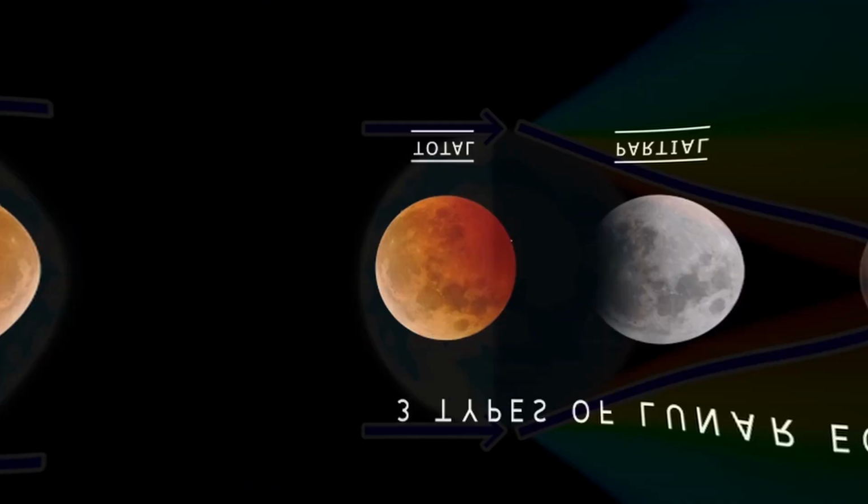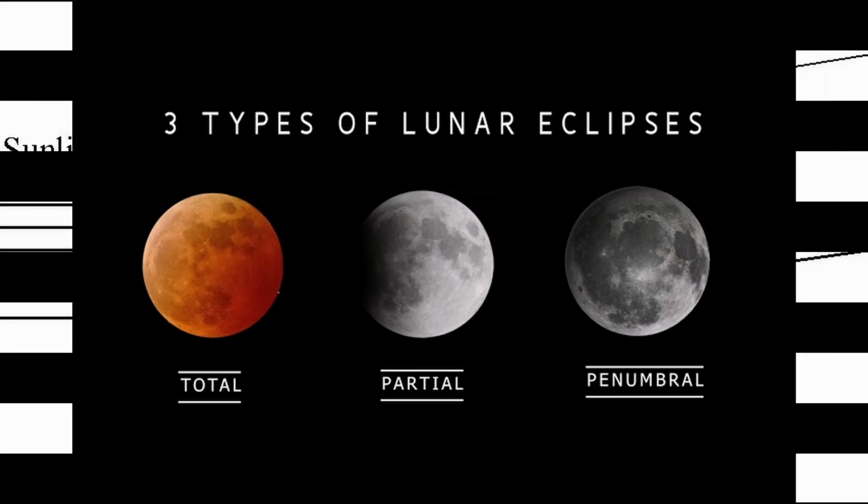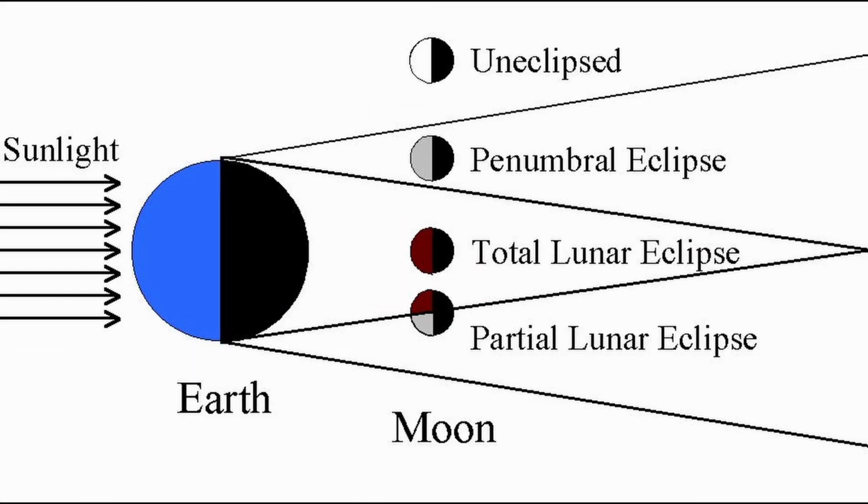There are three types of lunar eclipses, based on the part of Earth's shadow the moon passes through. The penumbra is the outer shadow, where Earth doesn't fully block the sun's rays. An eclipse that is only the penumbra does not turn red, just darker.